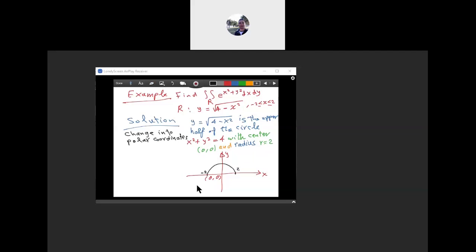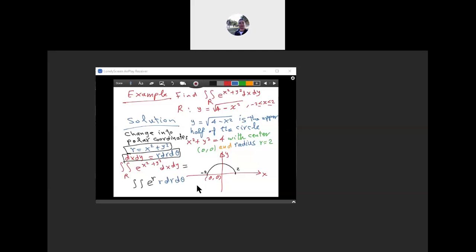So, I know what x squared plus y squared is. I know r equals x squared plus y squared, okay? And I know dx dy equals r dr d theta. So the double integral will be changed from e to the x squared plus y squared dx dy into what? Into e to the, what's x squared plus y squared? It is r. What is dx dy? It is r dr d theta.